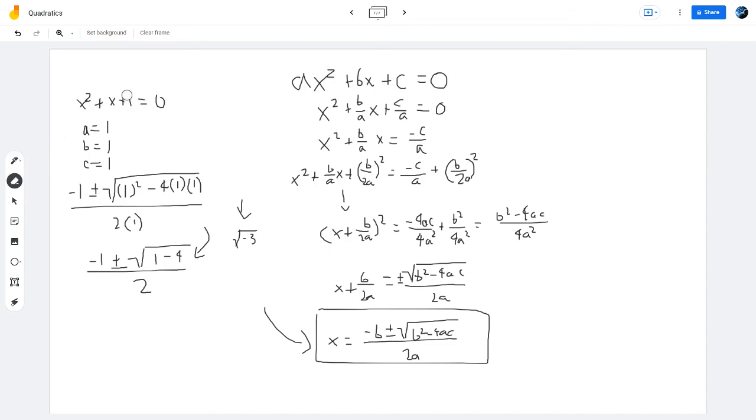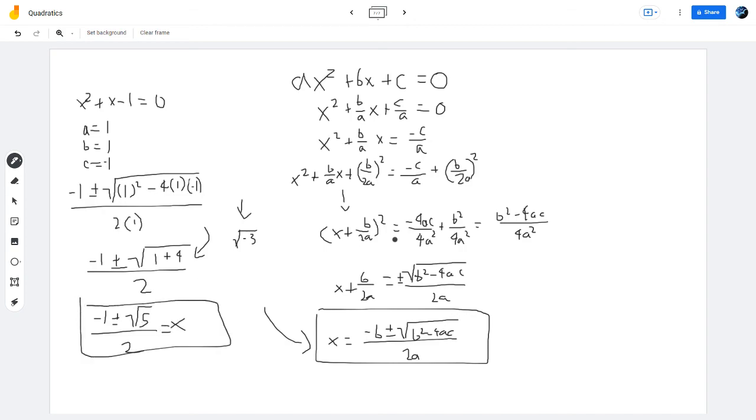However, if we switch this to minus 1, for example, then things might actually change. So let's see. Then a is 1, b is 1, c is negative 1. However, now we will have this is negative 1 instead of being 1, right? And now, instead of negative 4, this is going to be positive 4. So now we're going to have negative 1 plus or minus the square root of 5 over 2. And these are our solutions. These are what x is equal to.